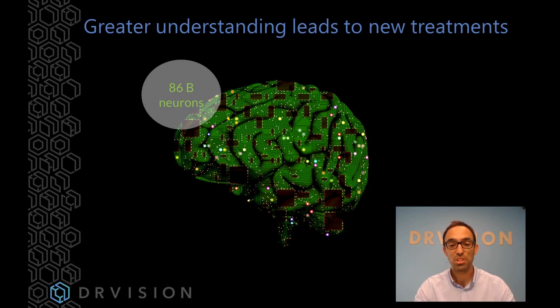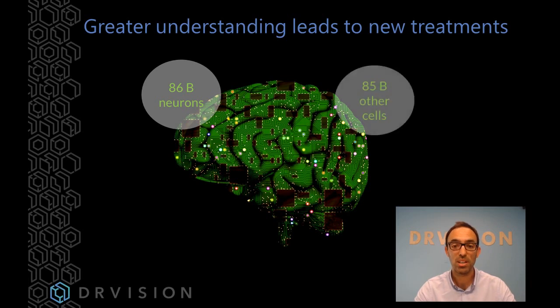And these new tools, some of them will be related to looking at the morphology, the location of the cells that compose the brain. There are 86 billion neurons of different types and different layers, different locations, but there are 86 billion neurons in a human brain, and about 85 billion other cells that are not neurons.